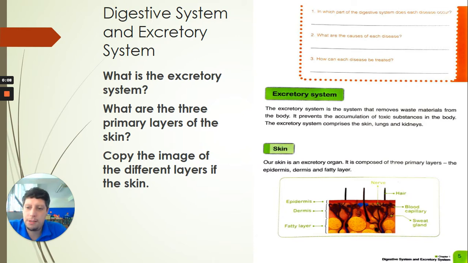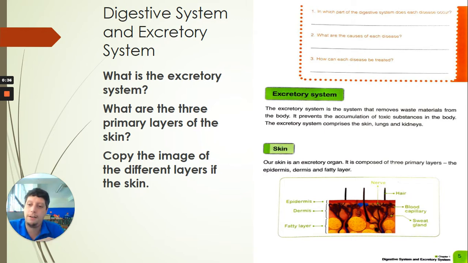So I just want to make sure that everybody remembers what we have been doing in this chapter. We've been learning about the digestive system and the excretory system. So we're going to continue with the excretory system today, but just as a reminder of the different systems that we have to excrete through our body. Remember, excrete means to come out.